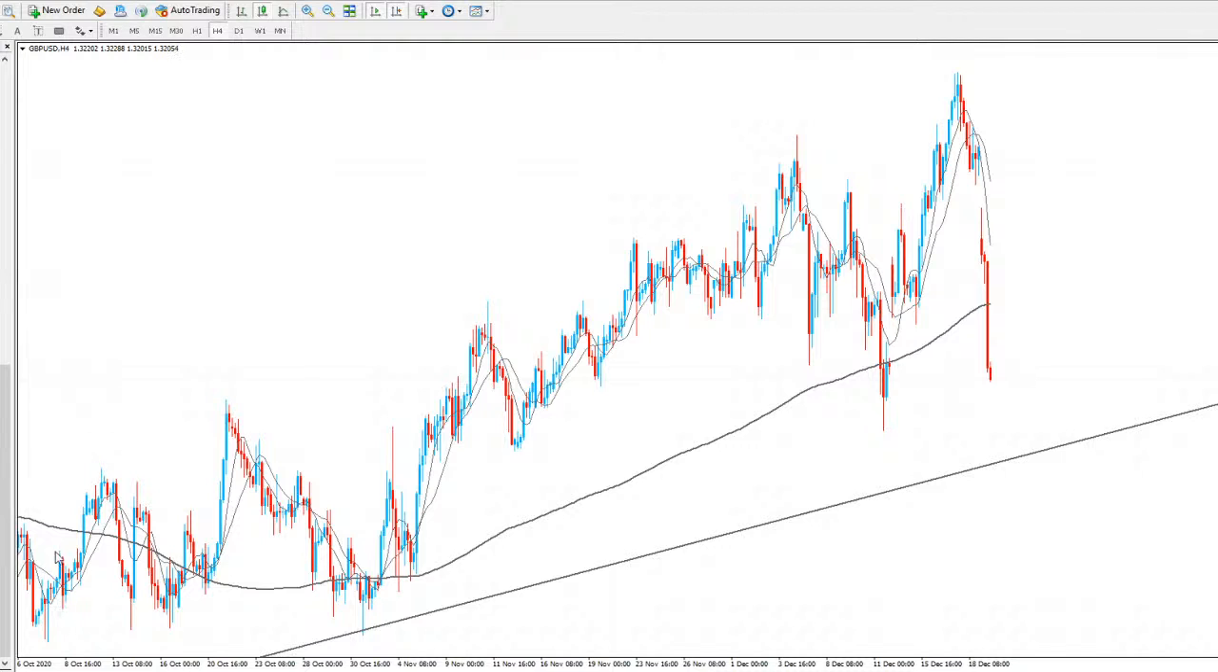So for GBPUSD, still looking bearish. Expect the price to continue to the downside there and go and test our daily trend line for a fifth test there.